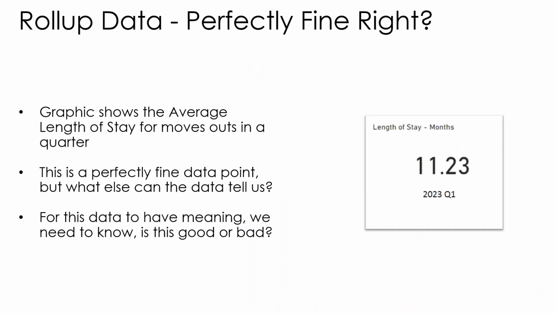So length of stay is one of the metrics that's important to census, and I'm just showing roll-up data, starting at the highest level. You would call this perfectly fine, right? It's a value you can see about a year length of stay, and that's for the most recent time frame. So this is showing just one data point. It's fine, but does it have meaning? I don't know. Is it good? Is this bad? It's kind of hard to tell in this format.